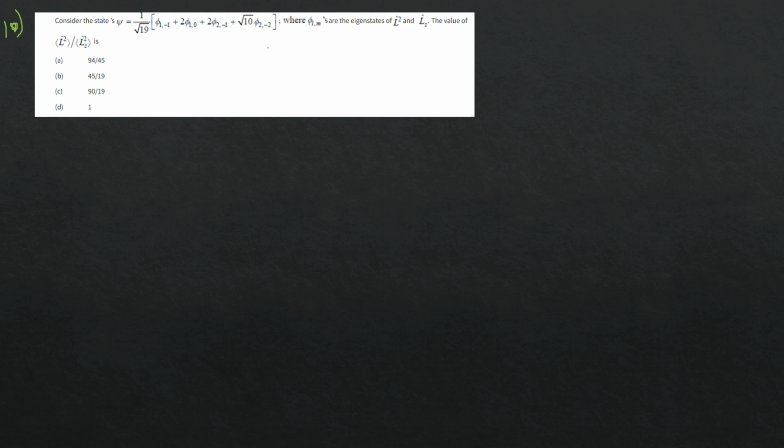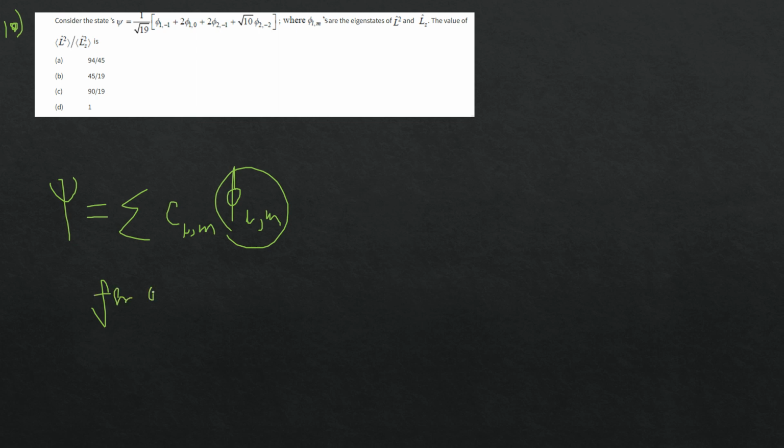Alright, so we can write the wave function as psi equal to summation of C_lm phi_lm. Summation of C_lm phi_lm. Now what is phi_lm?